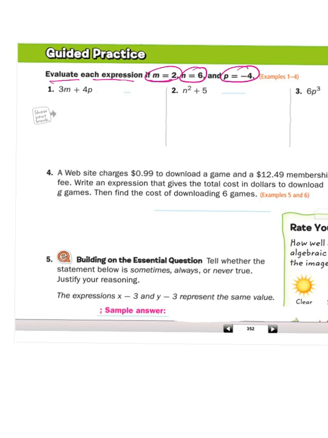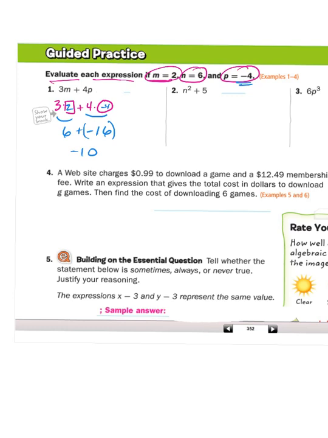Now, again, just to give you some ideas on it. It says m equals 2, so we're saying 3 times whatever m is plus 4 times whatever p is, and they tell us that m is 2 and p is -4. So this is going to be 3 times 2, which is 6, plus 4 times -4, which is -16. So 6 plus -16 is -10.